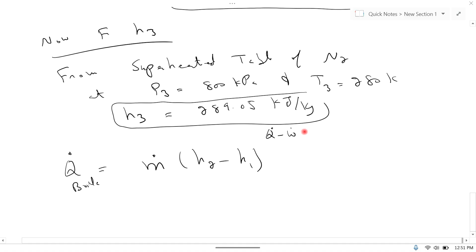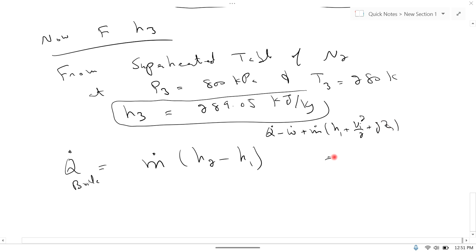Q dot minus W dot plus m dot h1 plus v inlet square divided by 2 plus gz1 is equal to m dot h2 plus v exit square plus gz2. In boiler, W we neglect work. Similarly, velocity is uniform and potential energy also negligible. Change in potential energy is negligible. So it means that the final equation is between Q, H1 and H2, which is this.